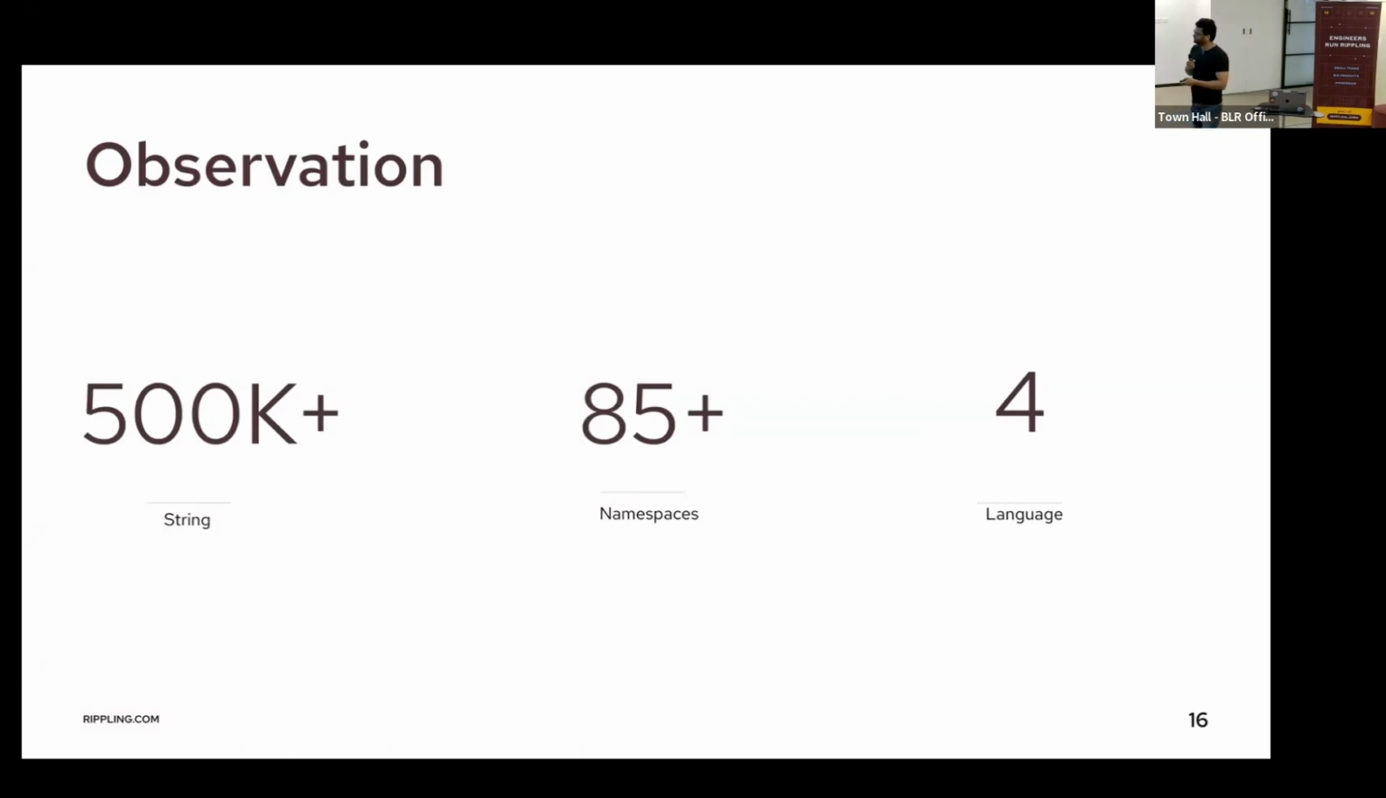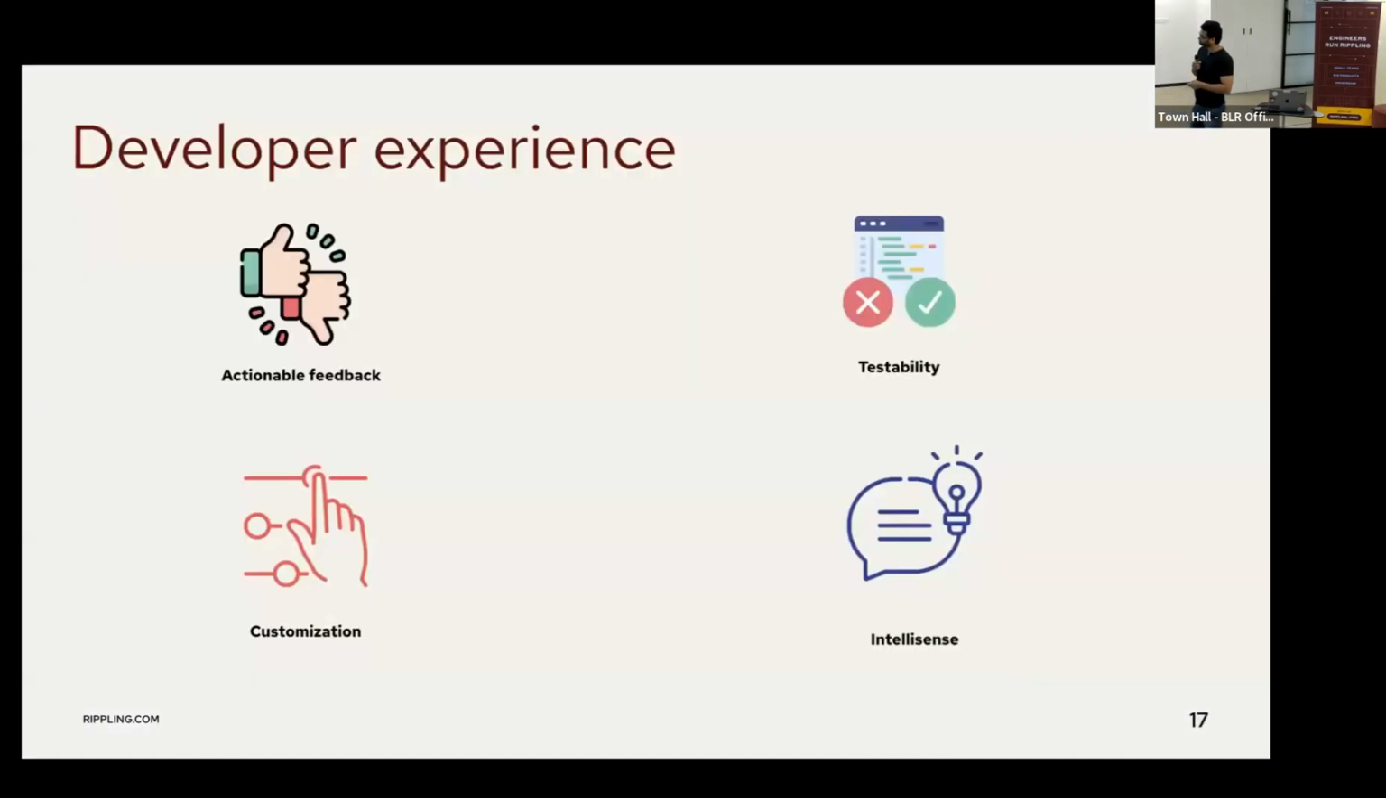Some stats around strings. We have over 5,000 strings currently in our application, which are distributed across 85 namespaces. Namespaces are basically logical groupings of these strings. And we have currently launched 4 languages, and many more are to be launched in the near future.